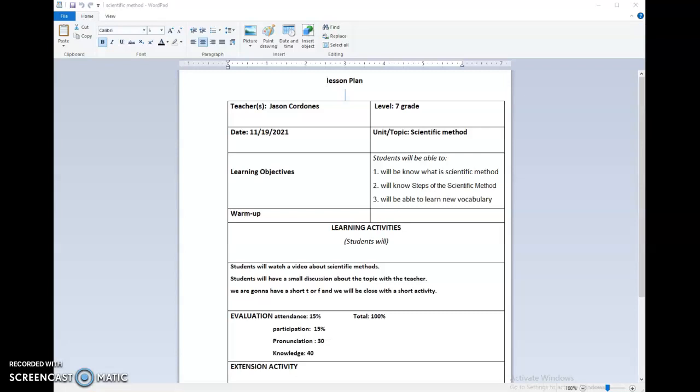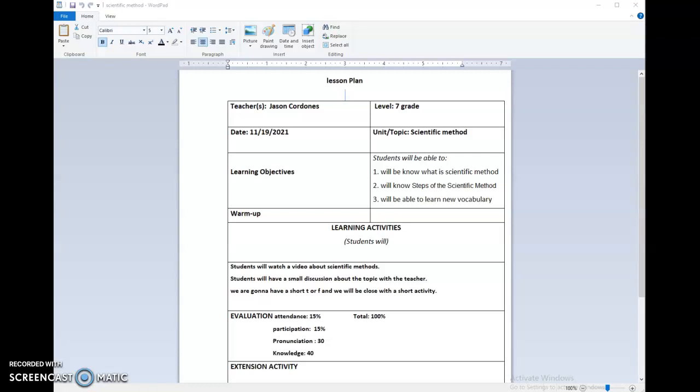The evaluation is going to focus on attendance, which is 50%, and participation, which is 50%, and the pronunciation is 30% because I'm going to give them the correct pronunciation as well if they mispronounce some word, right? And the knowledge is 40%. Why? Because this is what it's about, the topic.